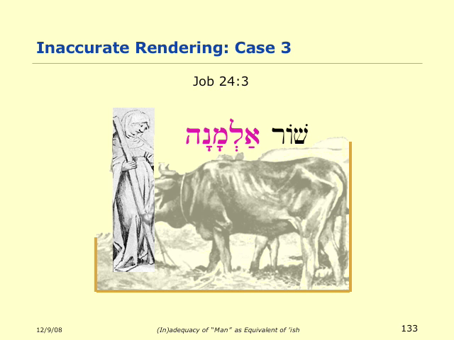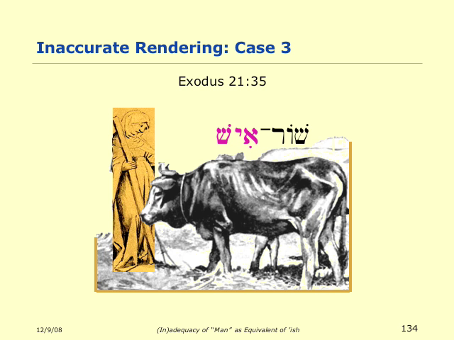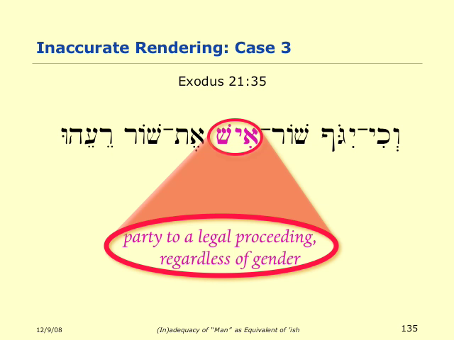Therefore, given the grammatical construction, we must assume that in the eyes of the original audience, women remained in view with this particular usage of the word ish. In short, here is the plain sense of our Hebrew noun in this context: party to a legal proceeding regardless of gender. Now let us look at the English side.